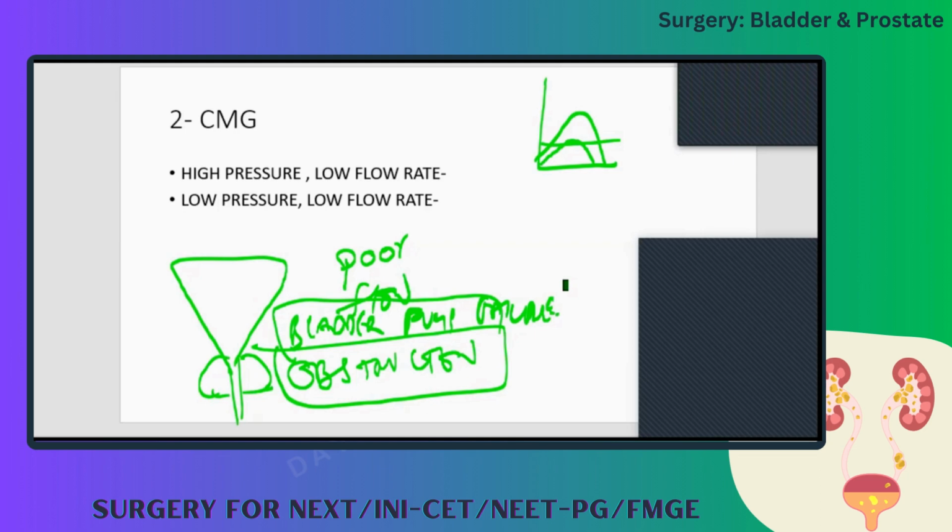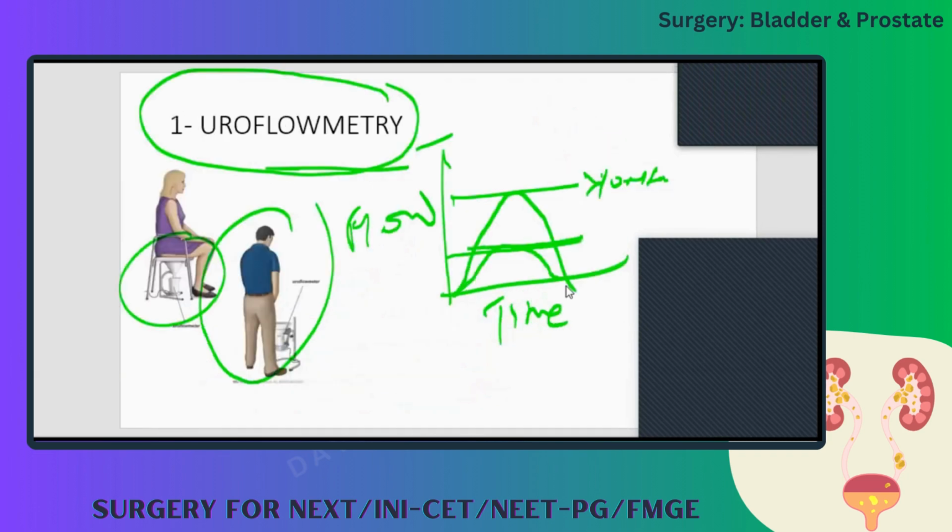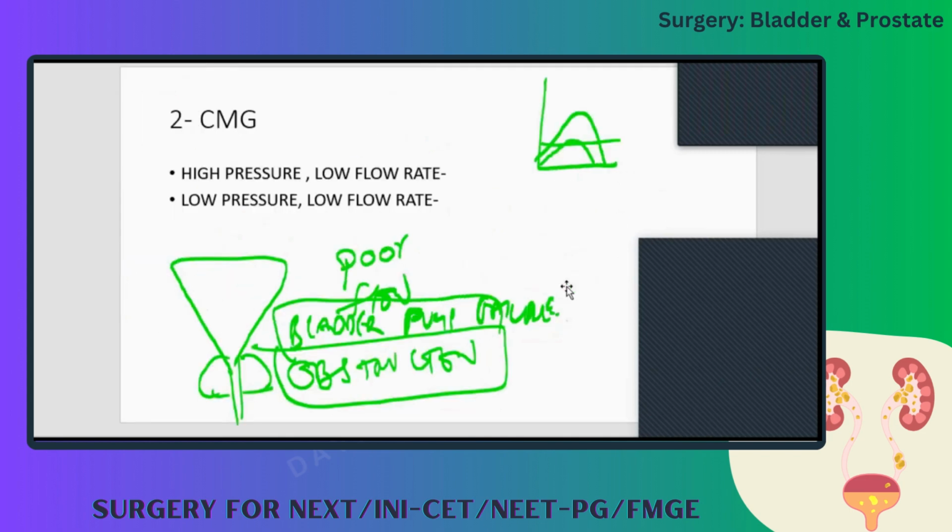Okay. So how to differentiate between these two? Whether the patient's bladder function is poor or outlet obstruction is there. If you do uroflowmetry, you'll get only poor flow. But for this poor flow, there are two reasons. One is bladder, one is outlet. So how to differentiate? For that, this test is useful. This is CMG. What is CMG?